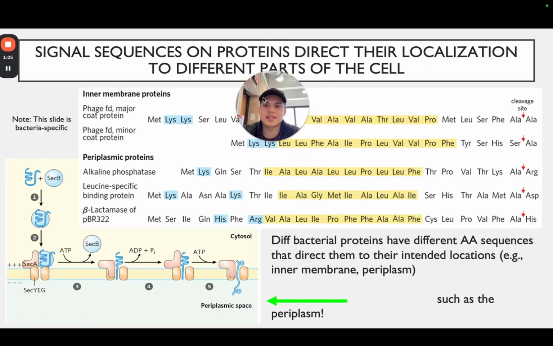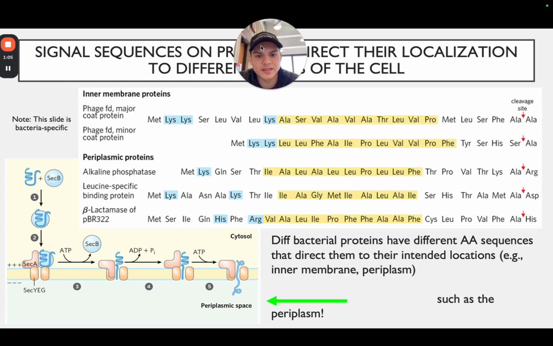And signal sequences of proteins direct their localization to different parts of the cell. Like I mentioned, different bacterial proteins have different amino acid sequences that direct them to their intended locations. For example, the inner membrane, the periplasm, the endoplasmic reticulum, vesicles, endosomes. In order to direct where these proteins are going to go, they need to have signal sequences, and that's inherent with the amino acids that are contained within this peptide chain, right?